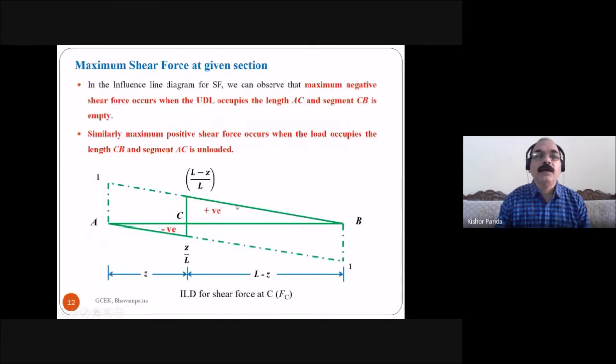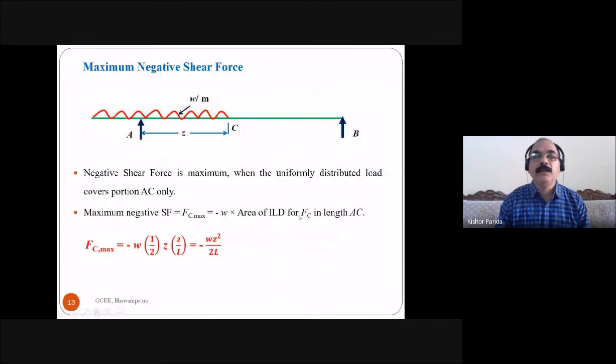And what is the area of this negative ILD? Half into z into z by L, the area of ILD for Fc in length AC. So Fc max is equal to minus W into half into z by L into z, which equals minus W z square by 2L. So this is the maximum negative shear force when the UDL is present between A and C.